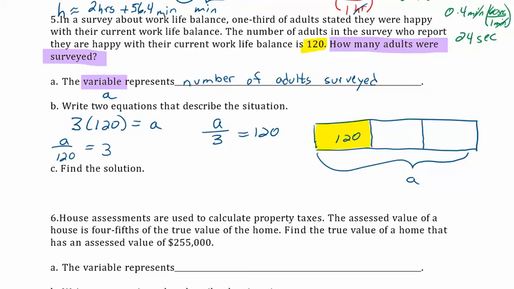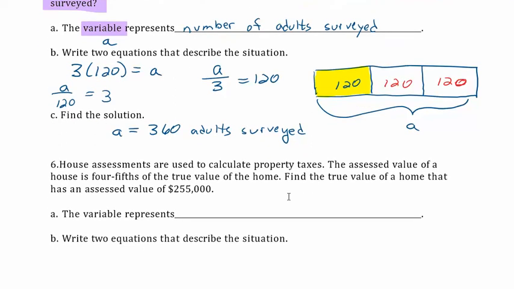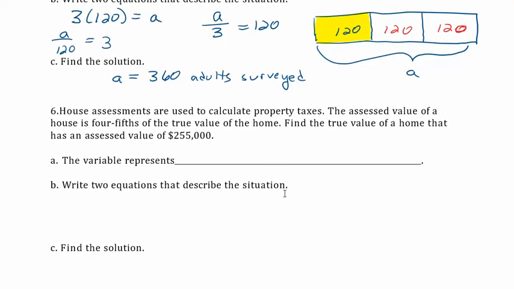So the solution here is we've got 2 more thirds that are unhappy. I'll put red for unhappy, and each of those is 120. So it looks like we have a total of 360 adults surveyed. Okay, I'm going to leave number 6 to you. I would like you to try number 6 before you submit your work, and then we will finish up this section with one more activity.